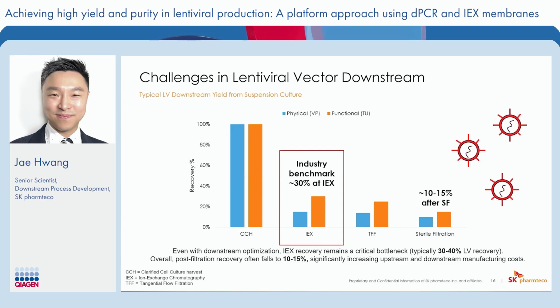One of the major challenges in lentiviral vector downstream processing from suspension culture is the low overall yield. Even with extensive downstream optimization, the anion exchange chromatography step typically yields only 30 to 40% from clarified harvest, leading to final overall recoveries of just 10 to 15% after sterile filtration. To overcome these limitations and improve downstream yield, a deep understanding and precise optimization of key downstream parameters are essential.